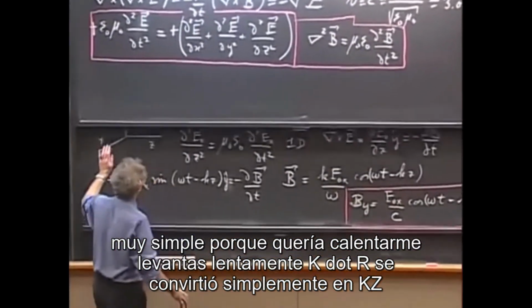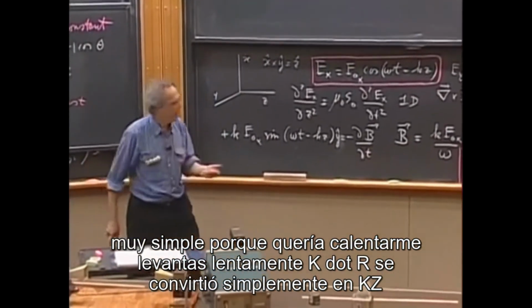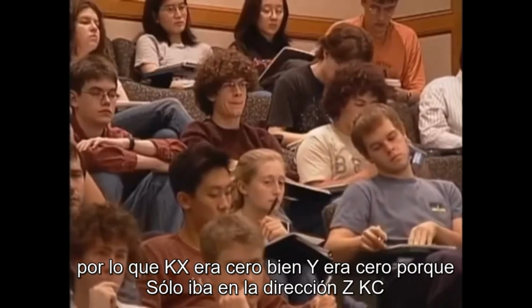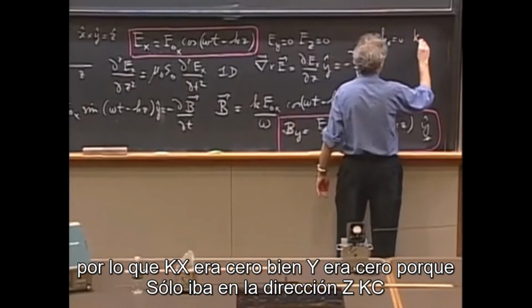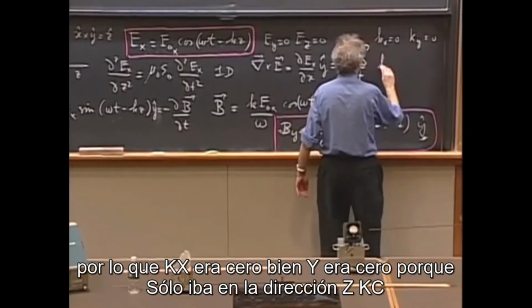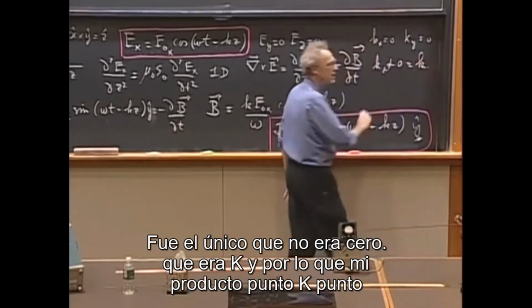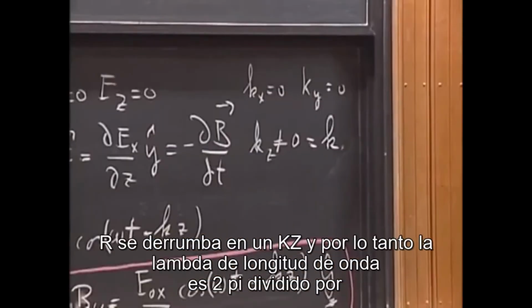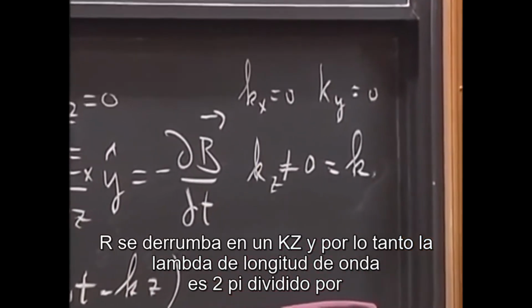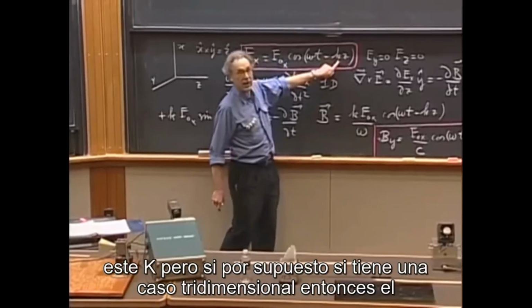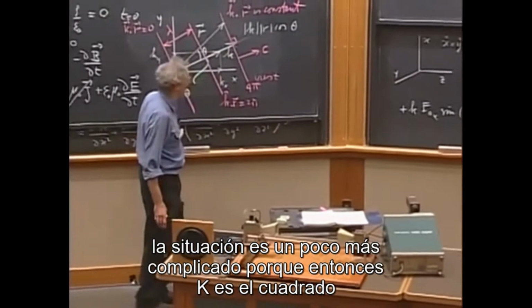In our first case, which was so very simple, because I wanted to warm you up slowly, k dot r became simply kz. So kx was 0, ky was 0. Because it was only going in the z direction, kz was the only one which was not 0, which was k. And so my dot product, k dot r, collapses into a kz. And so the wavelength lambda is 2 pi divided by this k.